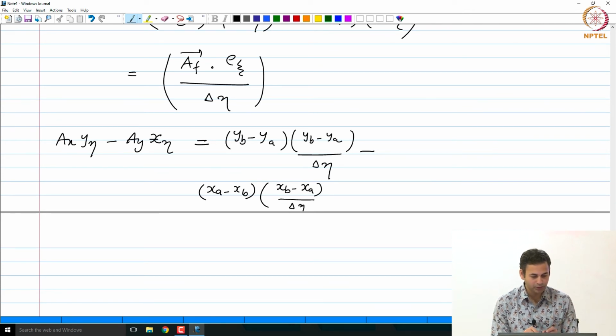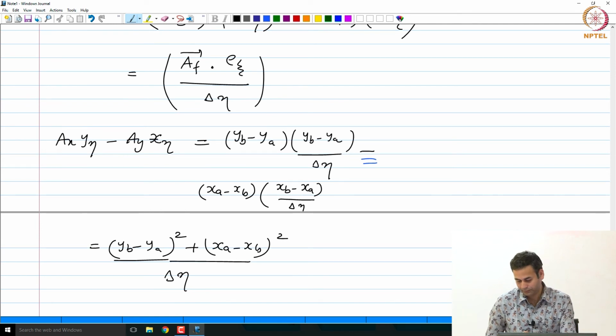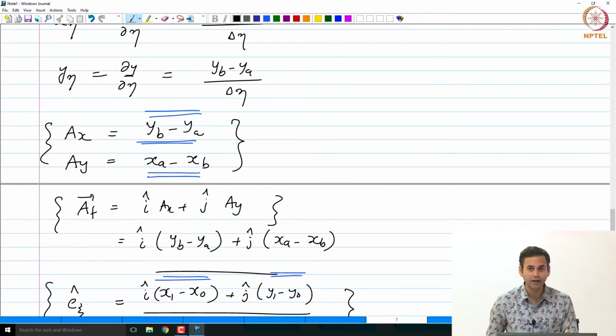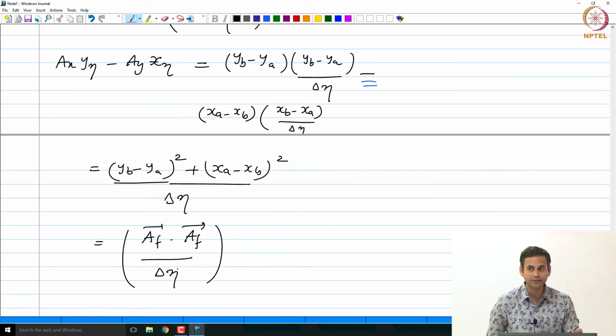Of course, there is some asymmetry here. What we can do is we can just rewrite this by absorbing the minus here, okay? We can rewrite this as yb minus ya whole square plus xa minus xb whole square divided by delta eta, right? What is yb minus ya whole square plus xa minus xb whole square? That is nothing but a dot a, right? Same thing essentially. That means I can write this as af bar dot af bar, which is nothing but delta eta square upon delta eta. This is essentially nothing but delta eta, because delta eta square upon delta eta is delta eta, right?